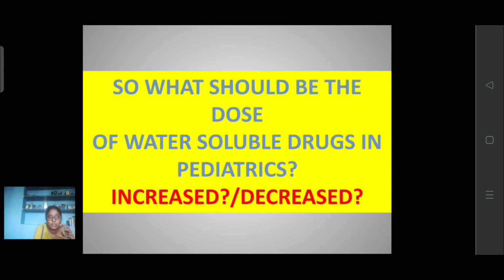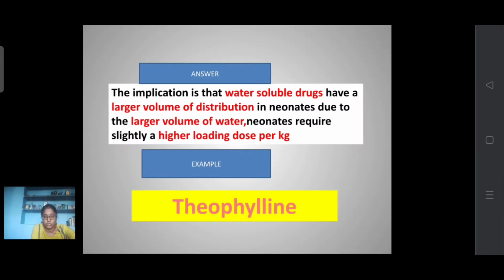So when there is high body water, water soluble drugs generally require an increased dose, because when there is high body water there will be high distribution. Water soluble drugs have a larger volume of distribution. So a larger volume of distribution will make the drugs distribute throughout the body, and so the water soluble drugs must have a higher loading dose per kg when compared to adults. So infants require a higher dose of theophylline.